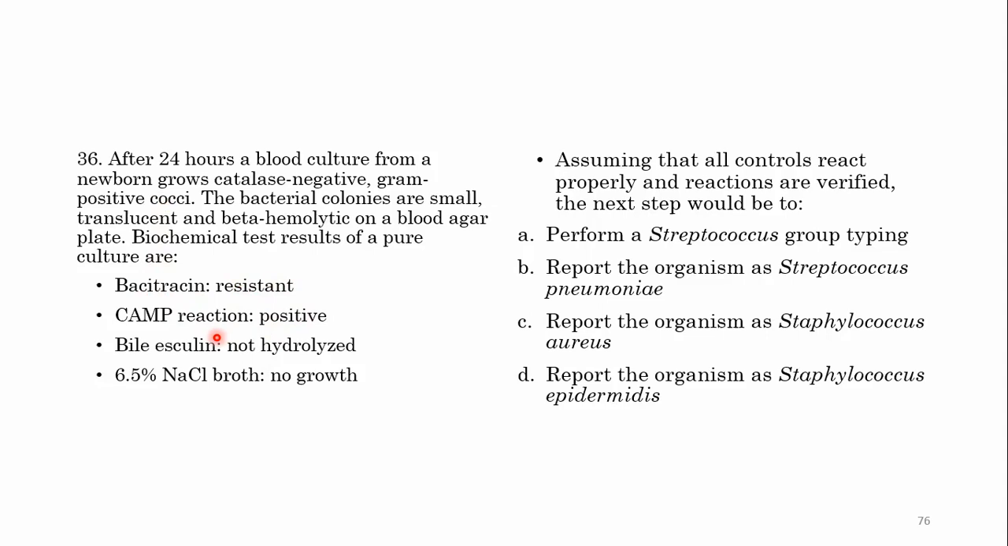So, if you want to confirm that it is Streptococcus agalactiae, you need to perform Lancefield testing. Lancefield testing is a serological test used to identify Streptococcus species. So you have to perform a Streptococcus group typing, specifically the Lancefield testing, so that we can further identify whether that is your Streptococcus agalactiae or group B Streptococcus. So number 36, letter A.